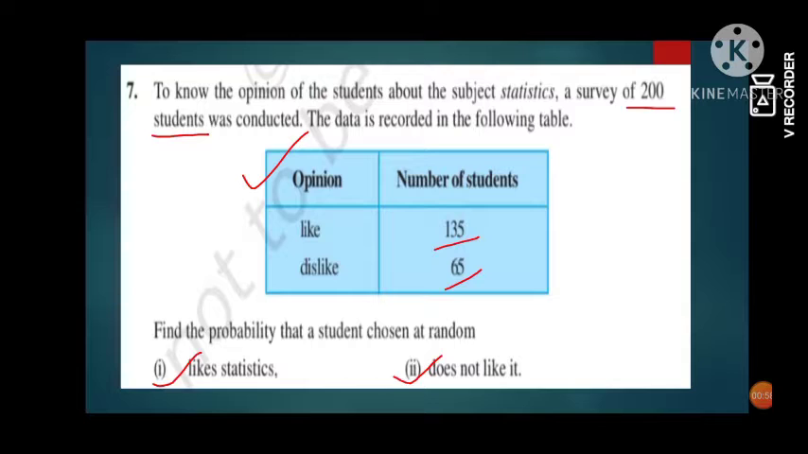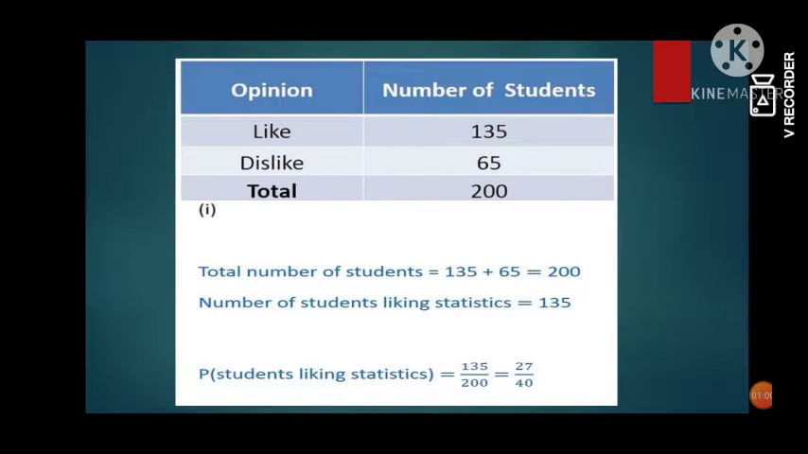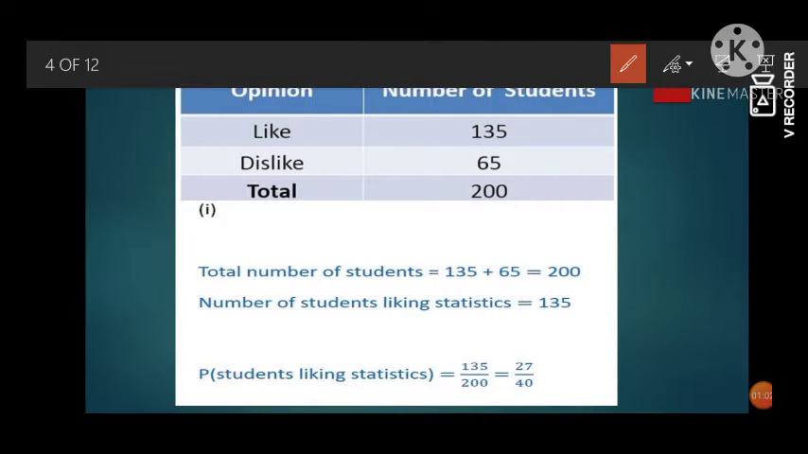So let us see how to solve this sum. The table that was provided is like this. Like statistics, number of students is 135, and dislike statistics, number of students is 65. So total we have 200. Total number of students is 135 plus 65, which equals 200. And the number of students liking statistics is 135.